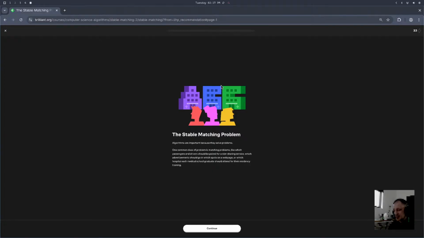So I don't know if stable matching is similar to stable sorting, but I guess we'll find out. Stable matching problem. Algorithms are important because they solve problems. One common class of problem is matching problem, like which passenger and drivers should be paired for a ride-sharing service, which advertisements should go in which spots on a web page, or which hospital each medical school graduate should attend for the residency training.